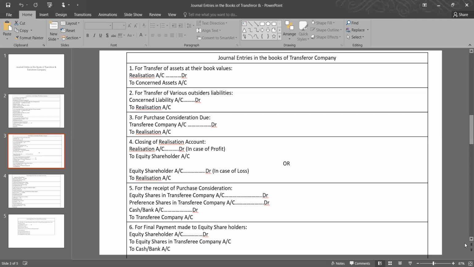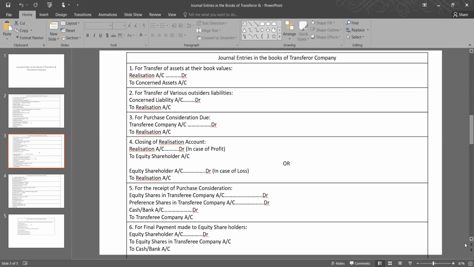After doing all these entries, we need to close the Realization Account. Here we need to calculate whether a profit or a loss will come. If a profit comes, the journal entry will be Realization Account debit to Equity Shareholders Account. In case of loss, Equity Shareholders Account debit to Realization Account.